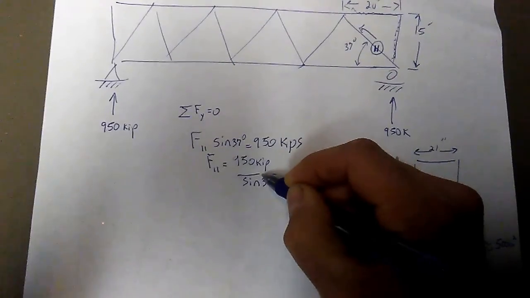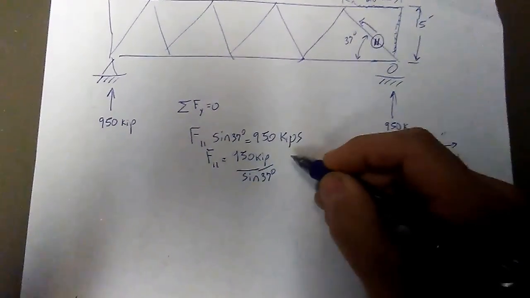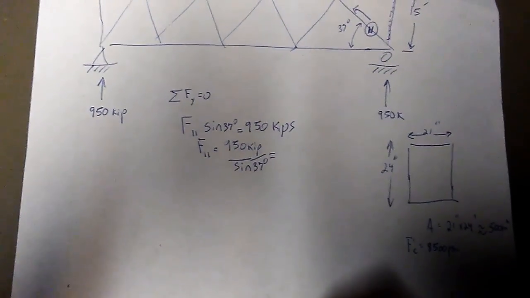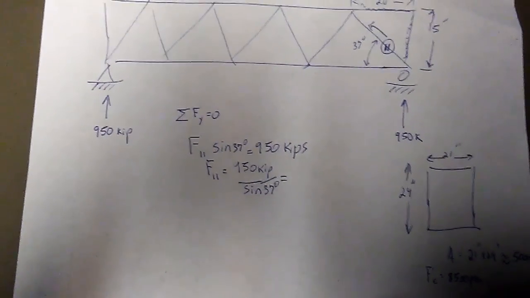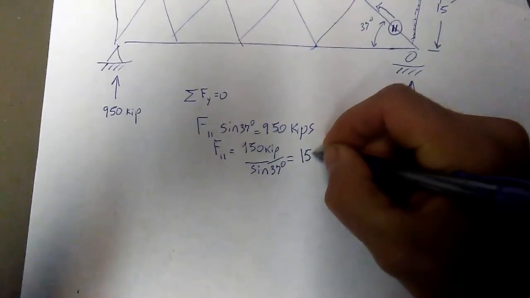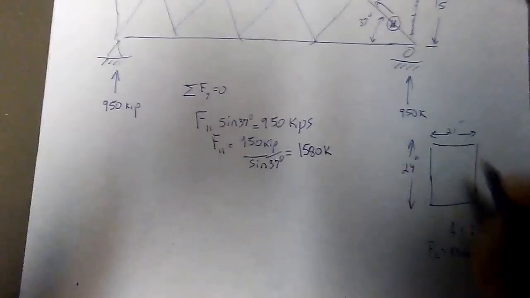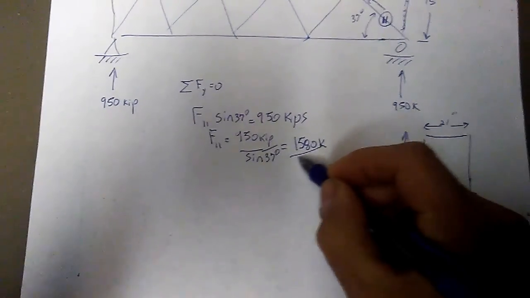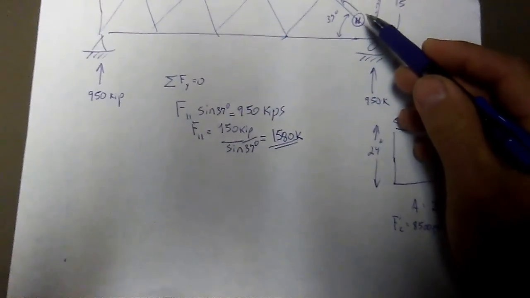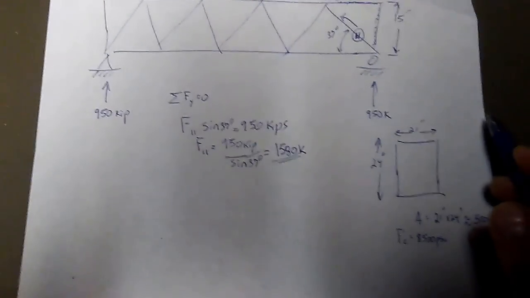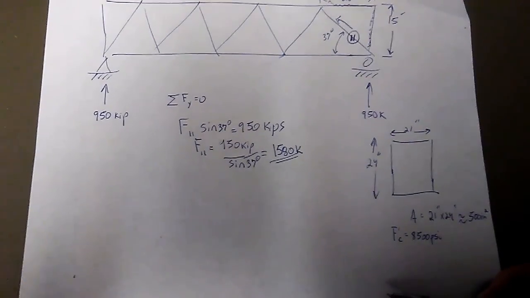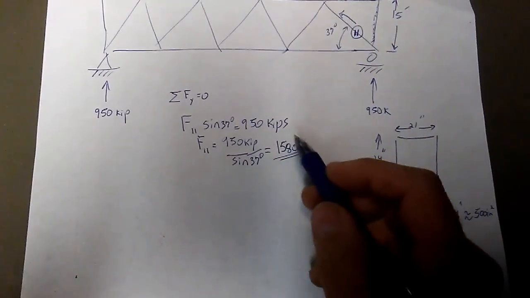Again, basic algebra here, just moving things to one side of the equation to solve for the force in member 11, and with that value we come up with approximately 1,580 kips. All right, so that 1,580 kips is the force in member 11 from the weight of the bridge. Okay, so we have that. So that is only the self-weight.